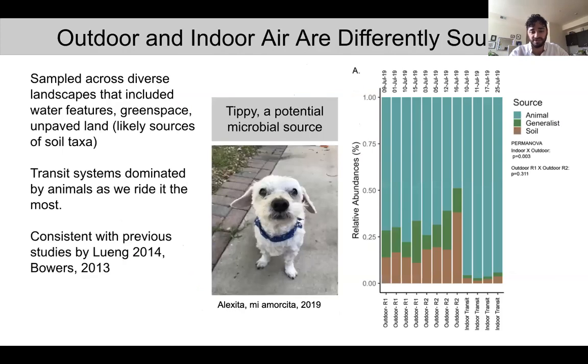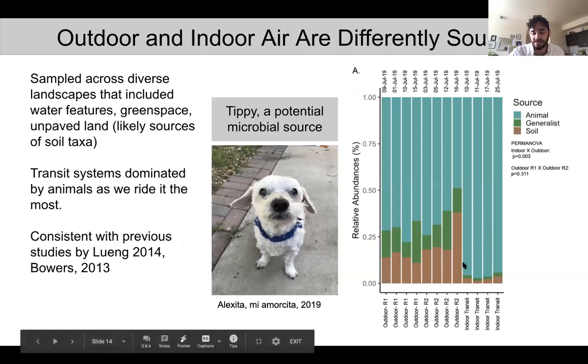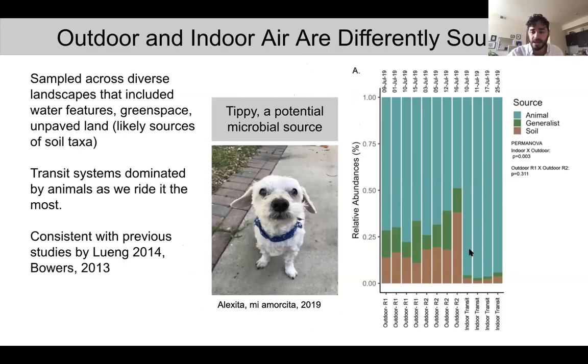We also found that they're sourced differently. And again, this all is making sense together. We sampled across these diverse landscapes that have water features, green space, and unpaved soil, which are likely the sources of the soil taxa that we found. And we found that transit systems are dominated by animals. You can see that here on this graph, and that these sources also differed from each other significantly, but not by route, which again supports the whole story that we're building here.